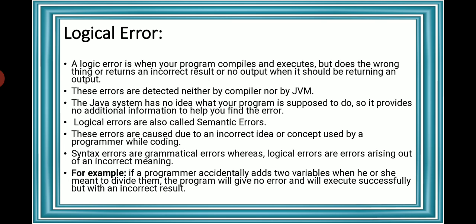These are also called semantic errors. Syntax errors are the grammatical errors, whereas logical errors are the errors arising due to incorrect meaning. For example, if a program accidentally adds two variables when it was meant to divide them, meaning you have to divide them but the programmer has added them, then what kind of error is it? It is a logical error, because it is going to give a wrong result.